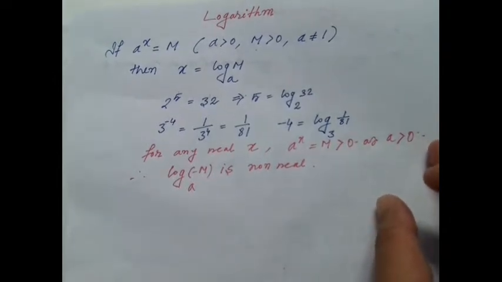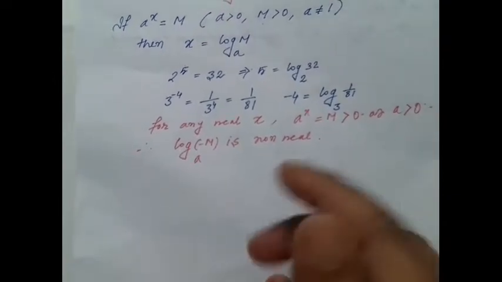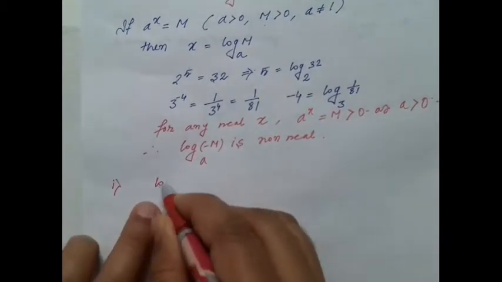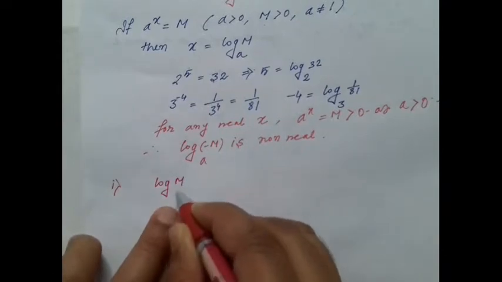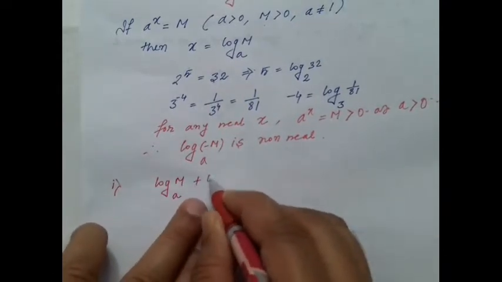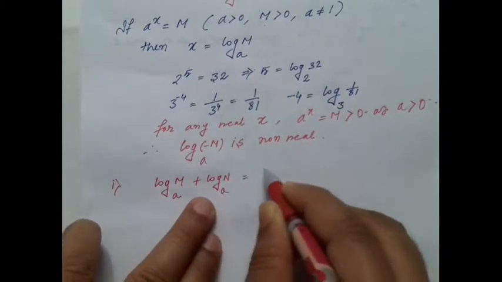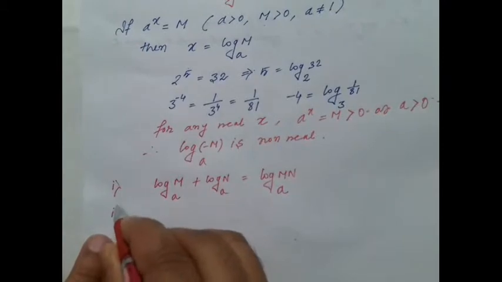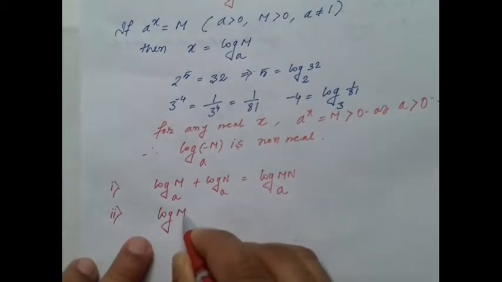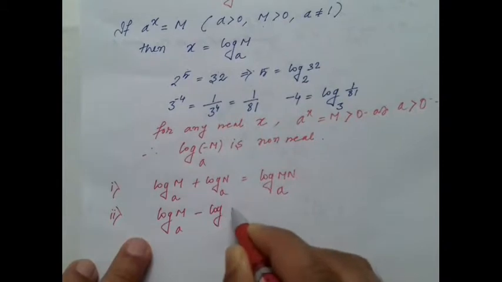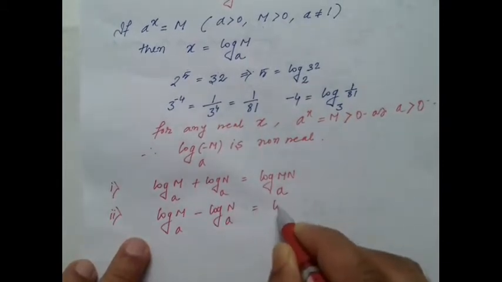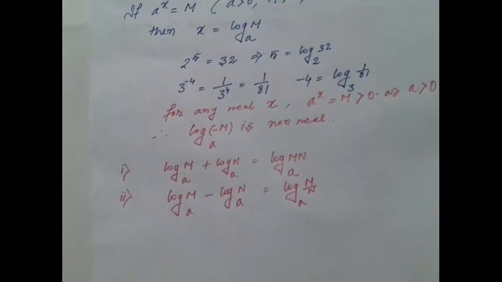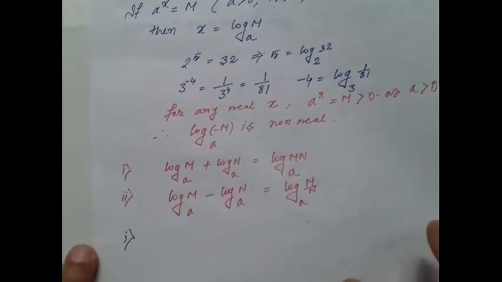Now we have to see the basic formulas of log. Number 1, we have log m to the base a plus log n to the base a equals log mn to the base a. And number 2, we have log m to the base a minus log n to the base a equals log m by n to the base a. Okay, so we have to take at first the proof of 1.